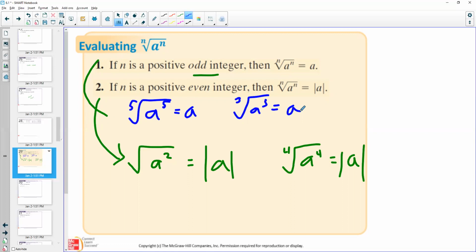If it's a positive even integer, I take the absolute value of it, okay? So the square root of a squared is whatever the absolute value of a is. So if it was the square root of -2 squared, these guys cancel themselves out. The answer is going to be 2. Absolute value of -2 is 2. Remember, absolute value is distance from 0, right?